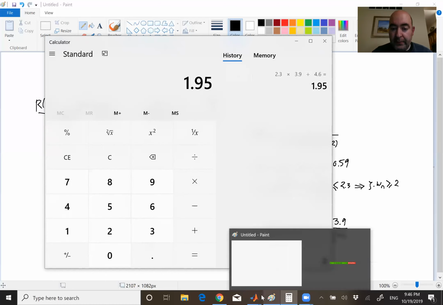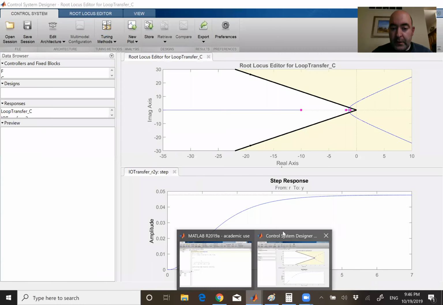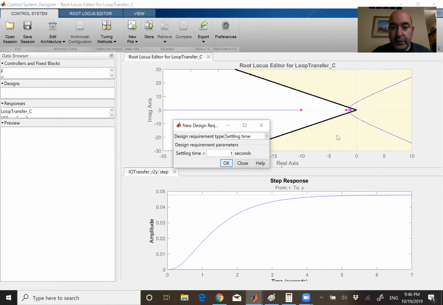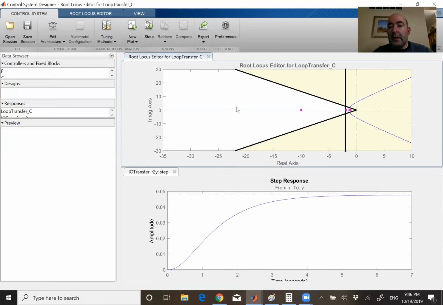So I come back here to my SISO tool, and I add yet another design requirement, which is going to be a settling time of less than 1.95. Now, this area here is going to be my desired region. The one thing you see is that my dominant poles, that are these two guys, because this one is far away, the dominant poles are actually outside my desired region.